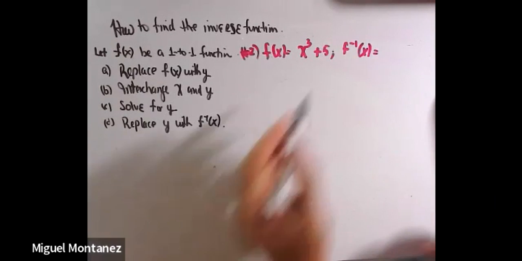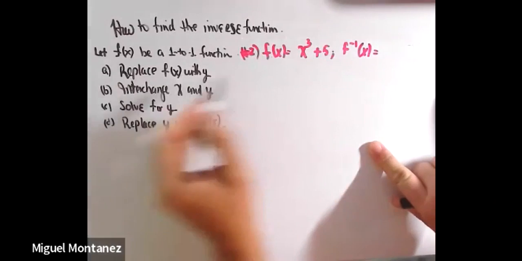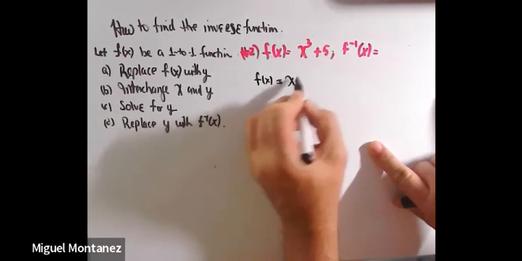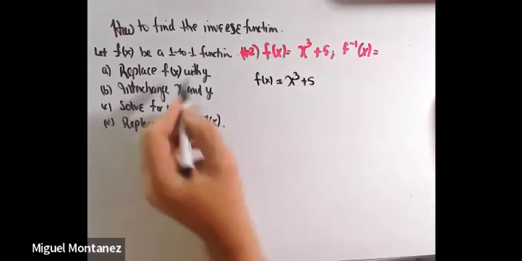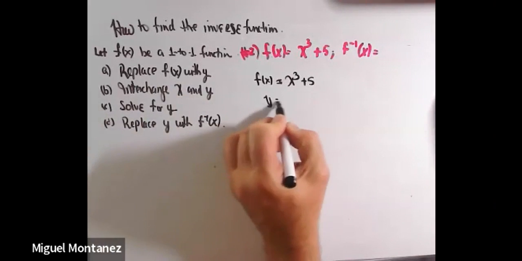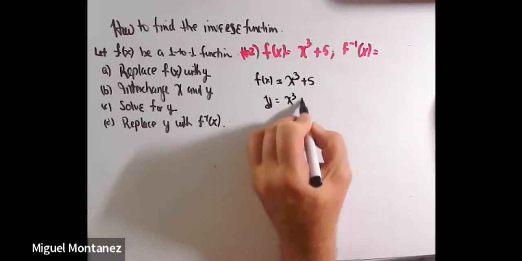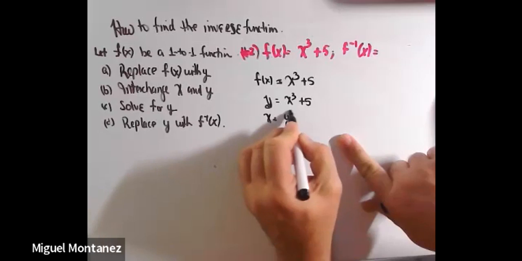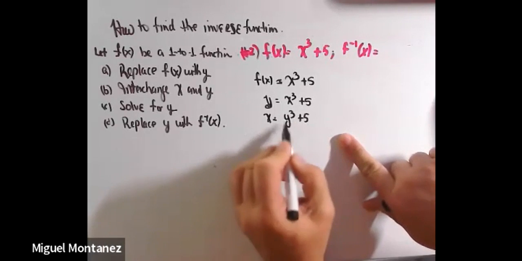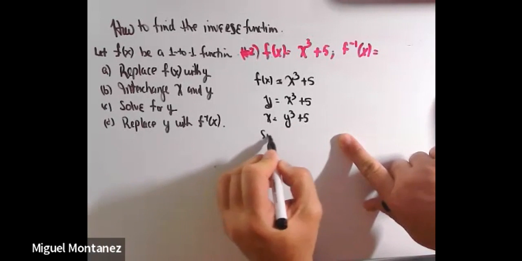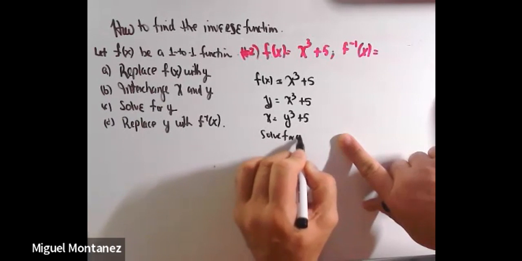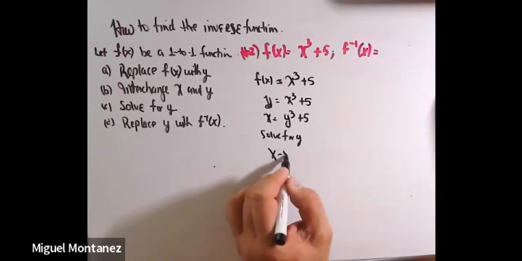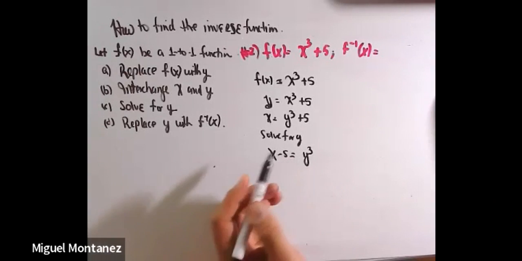The next example, f of x equals x cubed plus 5. Let's go ahead and start. This is, of course, one-to-one. Let's replace f of x with y, equals x cubed plus 5. We swap x and y, so x equals y cubed plus 5. We need to solve for y. If I want to leave y by itself, perhaps we can subtract 5. x minus 5 equals y cubed.